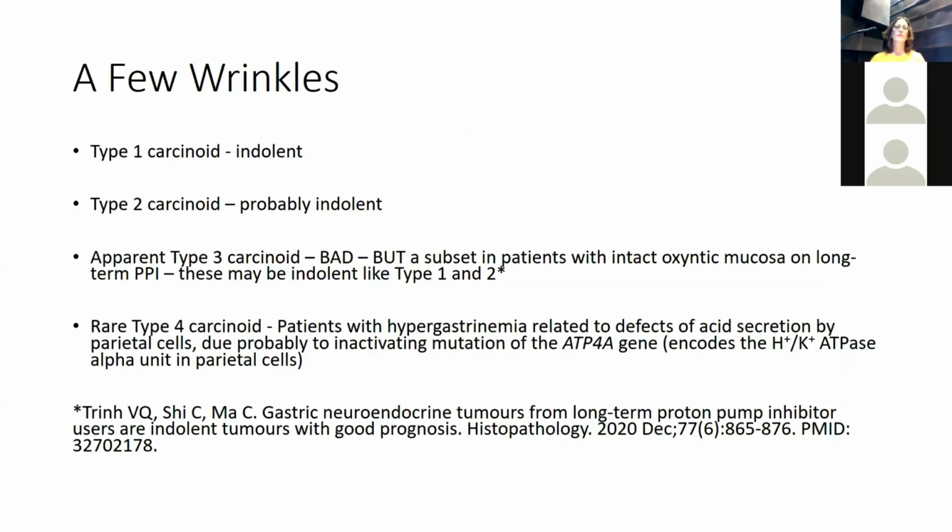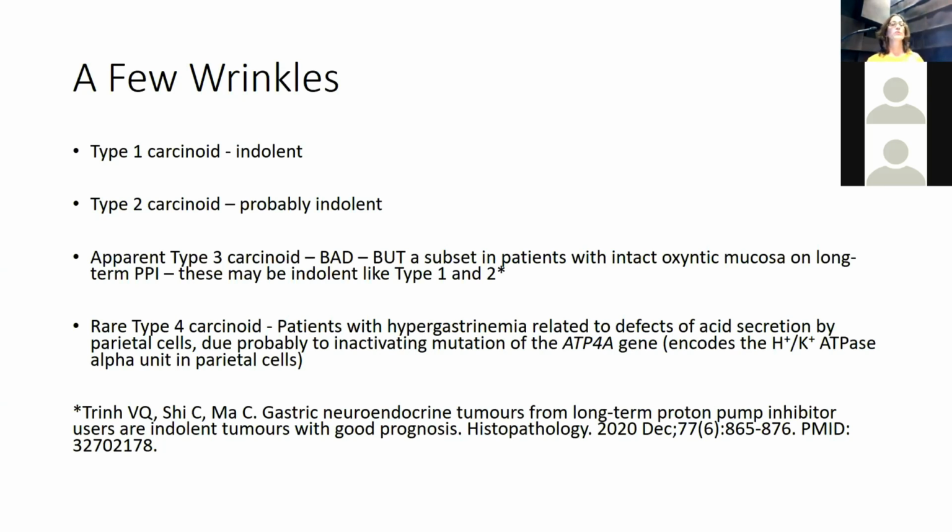Okay, now there are a few wrinkles in this classification of stomach so-called carcinoid tumors. The type 1s, as we discussed, the ones in autoimmune gastritis, are exquisitely indolent, and the type 2s are probably indolent. Generally, the type 3s are bad, but there's a very cool recent paper out of the University of Pittsburgh, although Kathy Ma has moved to St. Louis, Barnes. There's this subset of things that at face value look like type 3 carcinoids with intact oxyntic mucosa, but the patients have been on proton pump inhibitors for a jillion years, and they have this sort of low-level hypergastrinemia. These patients do somewhere in between the type 1s and the bad type 3s. They seem to do better than the usual story. So it's definitely something worth digging around in if you encounter one.